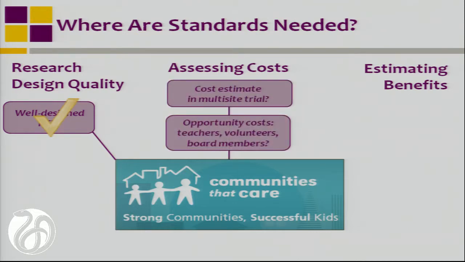I do want to bring up two aspects of assessing costs where I think standards would be beneficial. Those have to do with how we estimate costs in a complex multi-site trial where costs vary, and I think that has implications for disseminating our preventive interventions at scale. I also want to talk about challenges of valuing non-budgetary resources used in an intervention. In our case, that's teachers, volunteers, and board members. We need to understand the opportunity costs of these resources, even when they don't affect budgets.